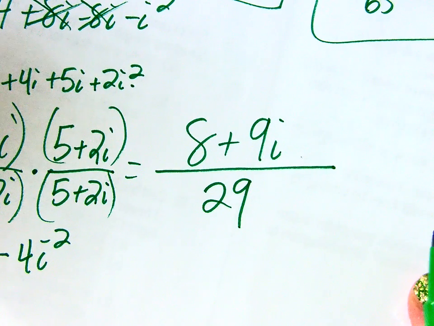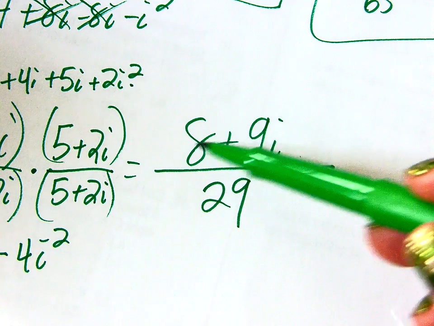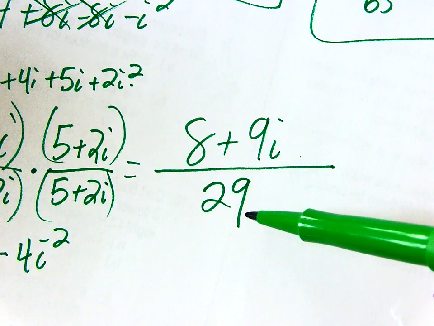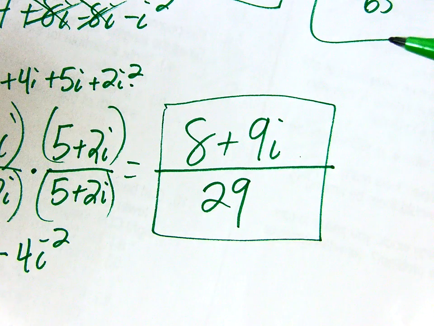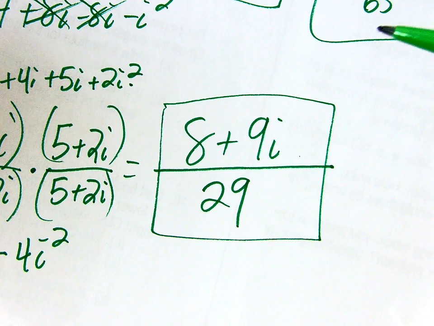Is this a fully simplified answer? 8 plus 9i over 29. Yeah, I can't do anything else. So that's as hard as these get.